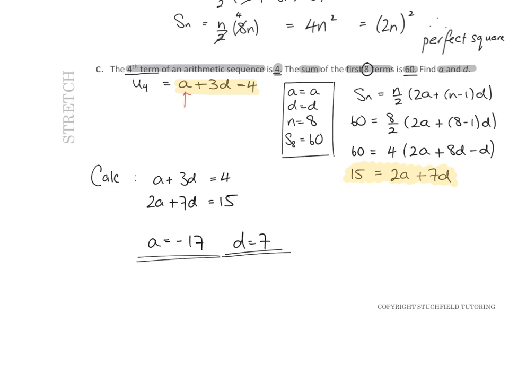I'm just going to sub them in here to check. So a, minus 17 plus 3 lots of 7 is 4. And then in here as well, so 8 over 2, 2 lots of minus 17, plus 8 minus 1 lots of 7 is 60. So they are correct.